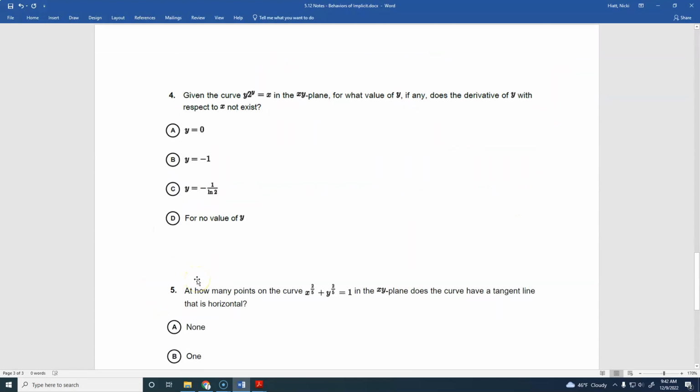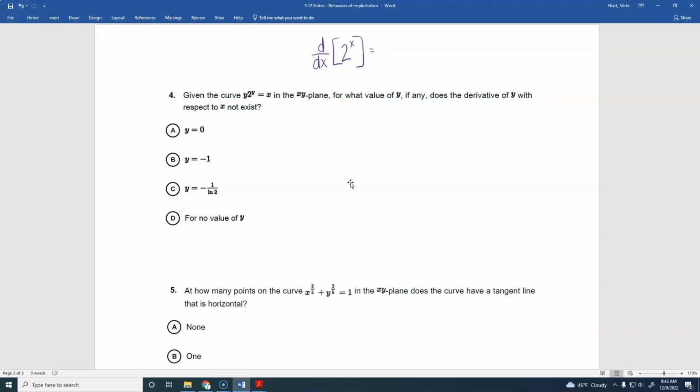Given the curve y times 2 to the y power equals x in the xy plane, for what value of y, if any, does the derivative of y with respect to x not exist? So we need to remember something that we've probably forgotten. How do we take the derivative of 2 to the x power? In this case it's y, but it's not exactly chain rule. The rule is just different.